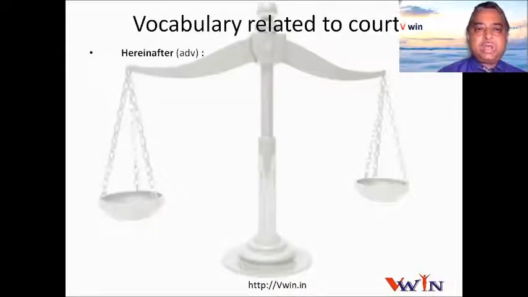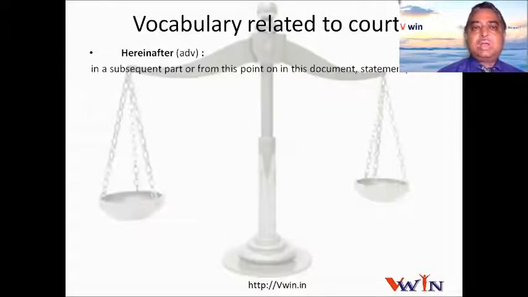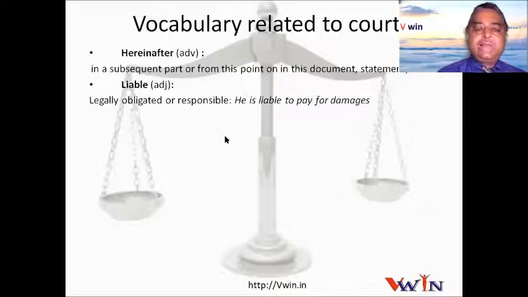Next word is hereinafter. Many times it is used in documents, especially the legal documents, and it means in a subsequent part or from this point till the end of this document, it is applicable. Liable. Liable means someone who is legally obliged or responsible. So when I say the statement, he is liable to pay for damages, means he is legally responsible, means as per the law, he has to pay for the damages, and then I can use he's liable to pay for damages.